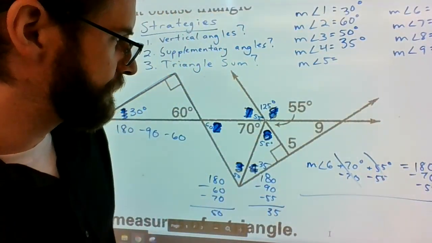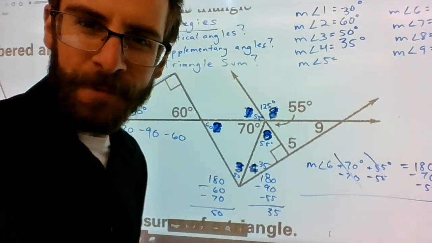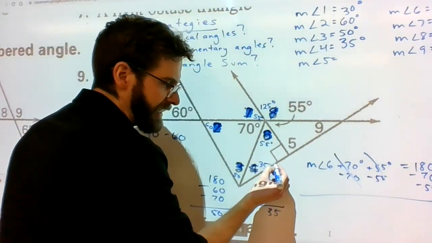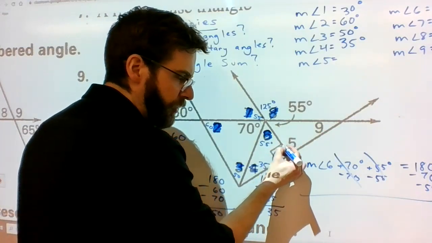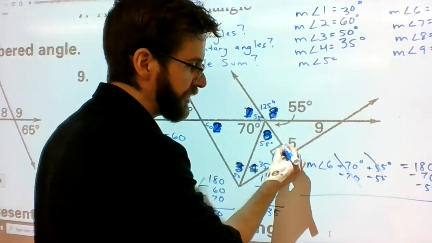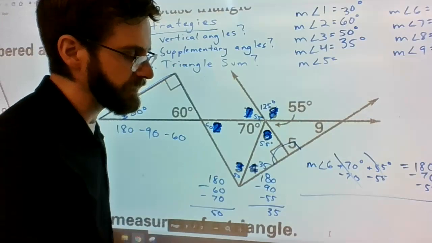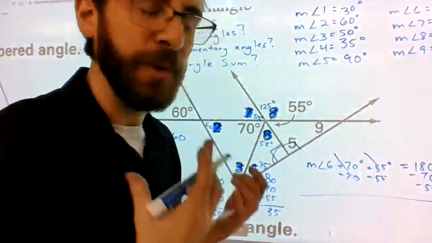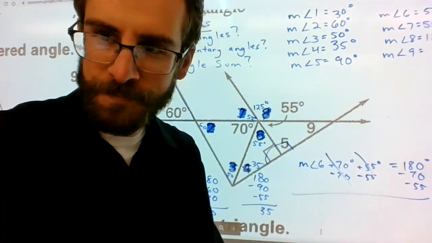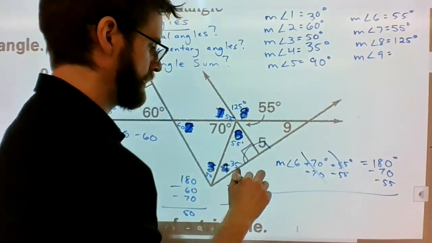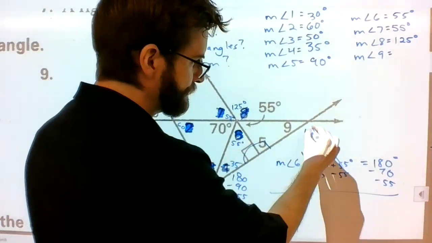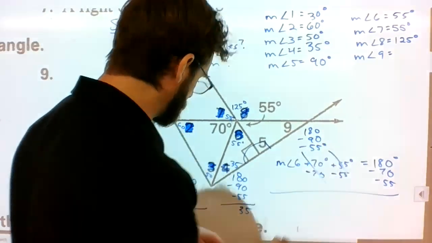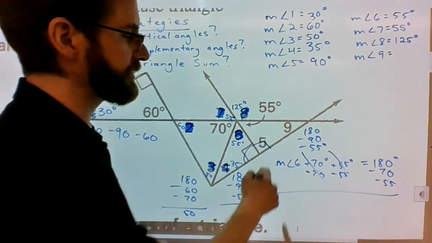Angle 5. I missed one. I missed one of the supplementary angles. A straight line that has a 90 degree angle means it finishes out with another 90 degree angle. Angle 5 is 90 degrees. Which means we have 2 out of the 3 on the last one. To get angle 9, you take 180 minus 90 minus 55, which comes out again to be 35 degrees.